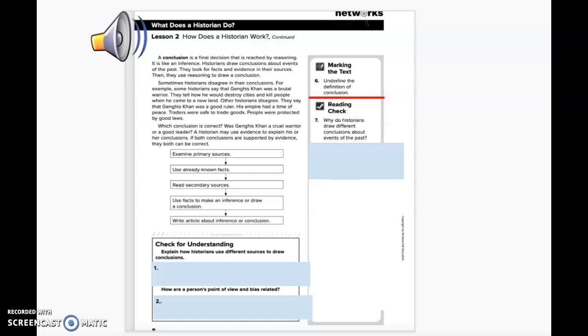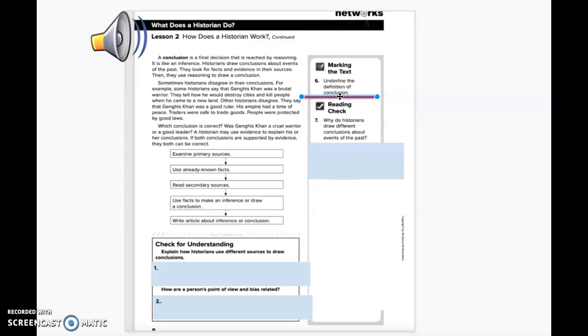Before we finish reading, we're going to review the blue text box questions on the right and the check for understanding questions at the bottom. Number 6, underline the definition of conclusion. So you're going to click on the red line and drag it over to the definition of conclusion in the reading over here.